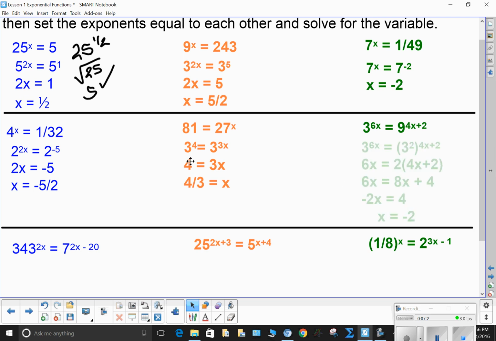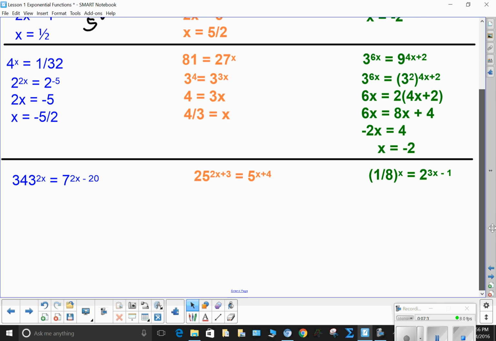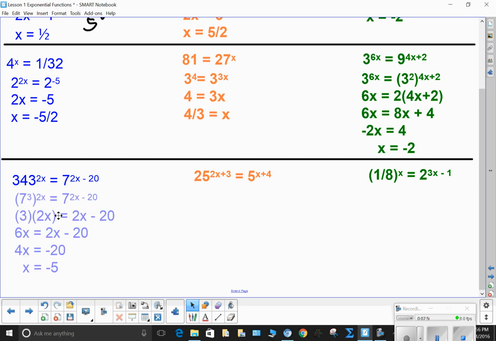Here, you just take everything back down to 3. Now I've got 343 and I have 7. Since I'm telling you that they're going to be common bases and 7 is a prime number, 343 must be able to be rewritten with 7 as the base, and it can. 343 is 7 cubed. Here's the rest of it. I got 3 times 2x because a power raised to a power you multiply.